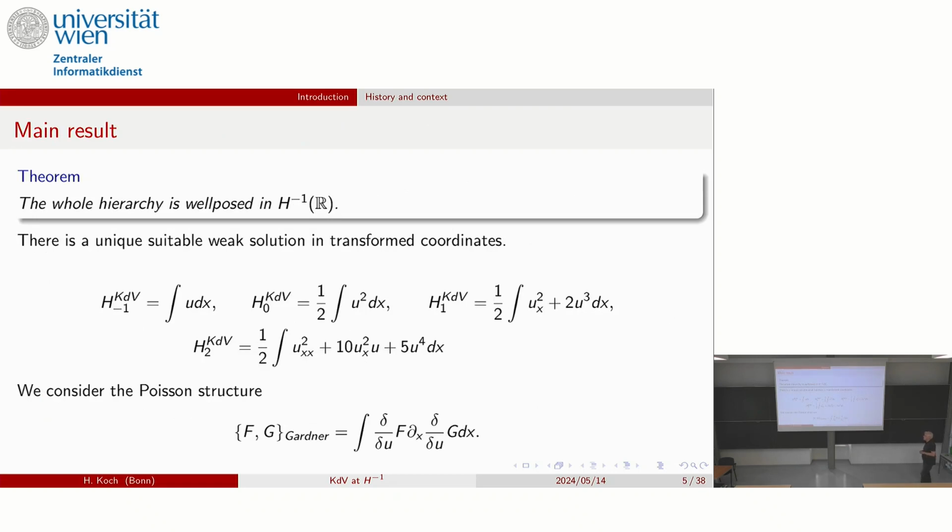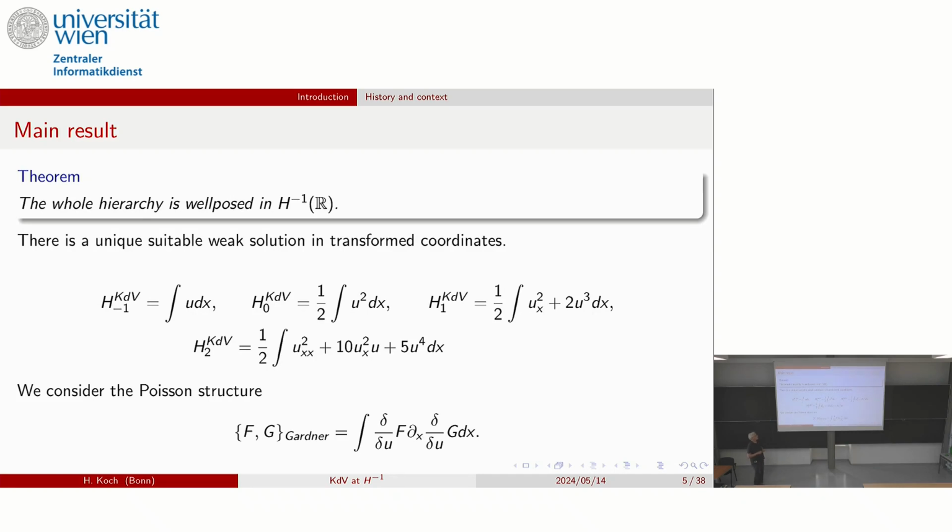Now, what is the main result? Well, the whole hierarchy is wellposed in H^-1. And I'm not specific here: this is on the real line, not on the torus. The whole hierarchy is wellposed in H^-1.